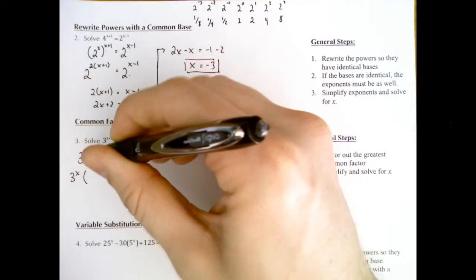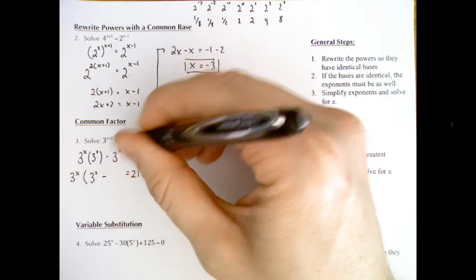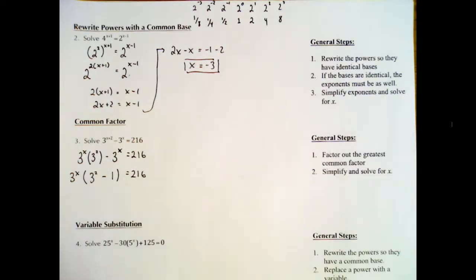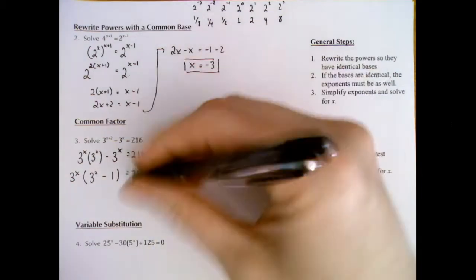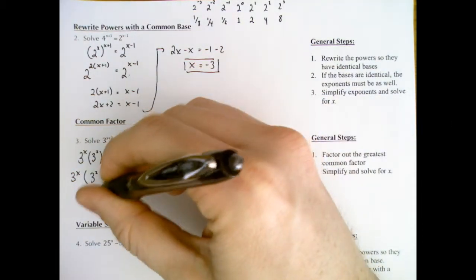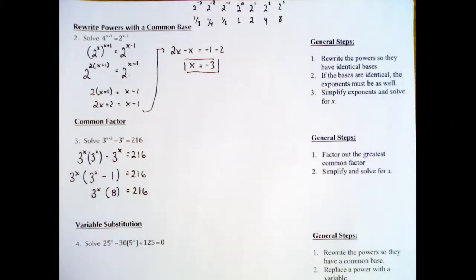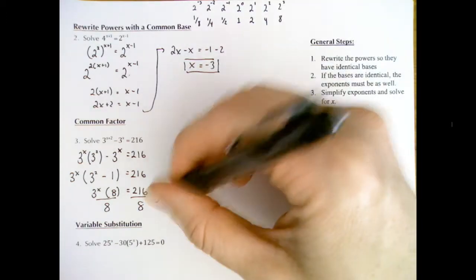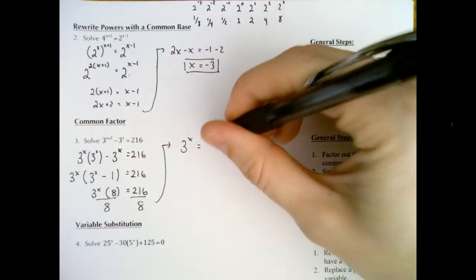And that would leave us with 3 to the exponent 2 minus, if you take 3 to the exponent x and common factor it away, you're just left with 1. 3 squared is 9, and 9 minus 1 is 8. So now we have 3 to the exponent x times 8. And now we can divide the 8 away. And we end up with 3 to the exponent x equals 216 divided by 8, which is 27.